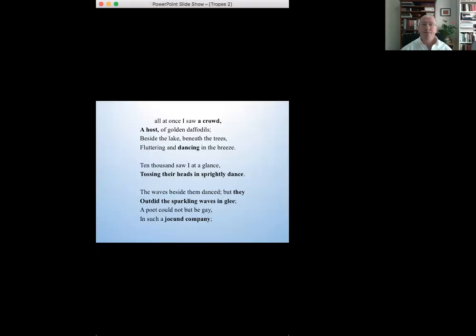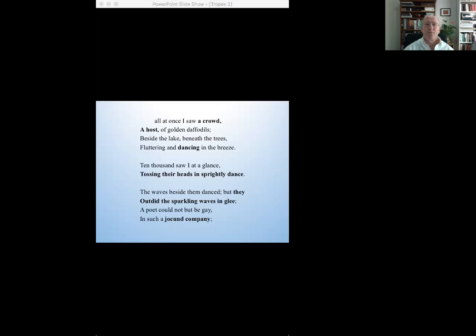We can see that he does this throughout the poem. He saw a crowd, a host of daffodils. The flowers were dancing in the breeze. The flowers were tossing their heads in sprightly dance. They outdid the sparkling waves in glee. A poet must have been gay in such a jocund company of flowers. He also uses the word on occasion to describe the waves. The waves danced along the flowers.